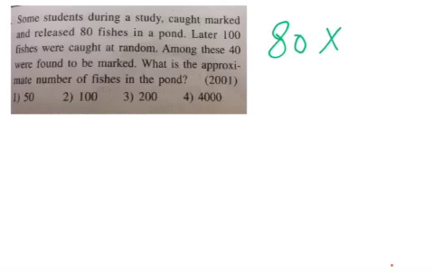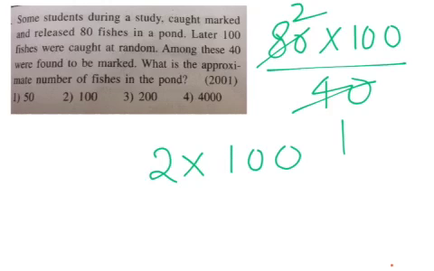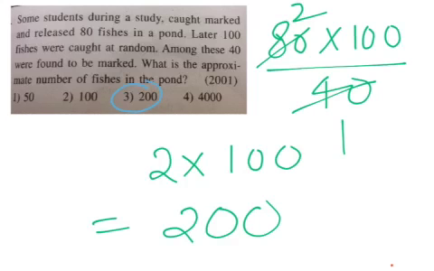Here we write 80 into 100 by 40, which means 40 once is 40, 40 twice is 80, so 2 into 100. So the answer is 200. So the answer here, 200, is the answer.